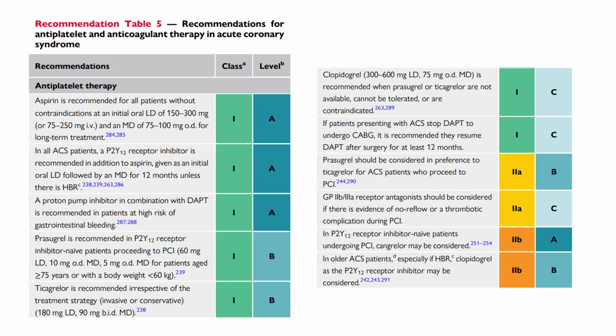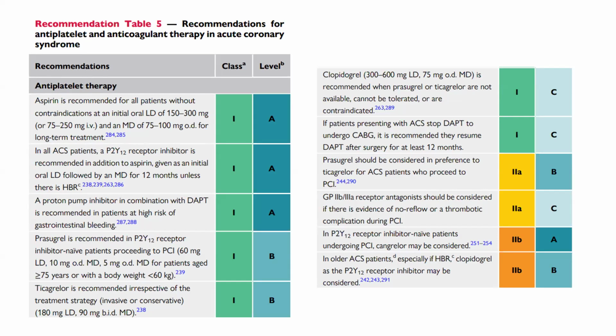So maybe we can discuss this later, because if you look at the pre-treatment of the P2Y12 inhibitor before primary PCI, the level of recommendations was downgraded. However, here the recommendation is, in ACS, to do both. So we can discuss that. A proton pump inhibitor in combination with dual antiplatelet therapy is recommended in patients with high risks of GI bleeding.